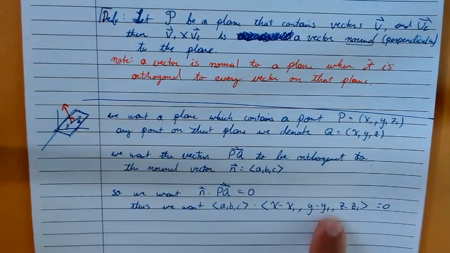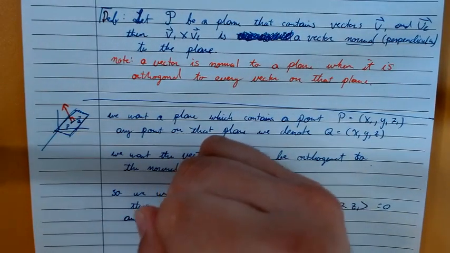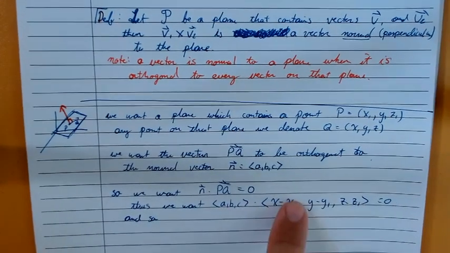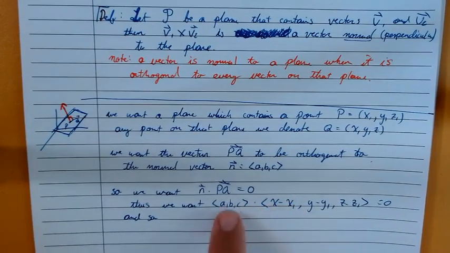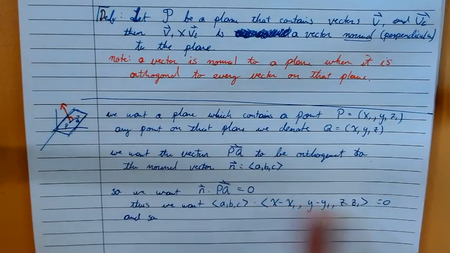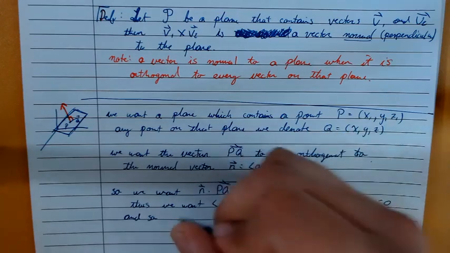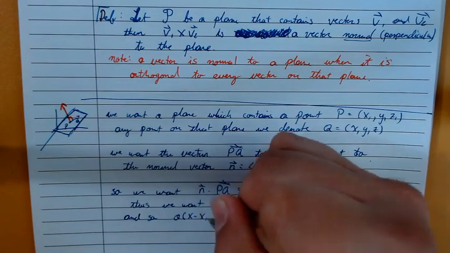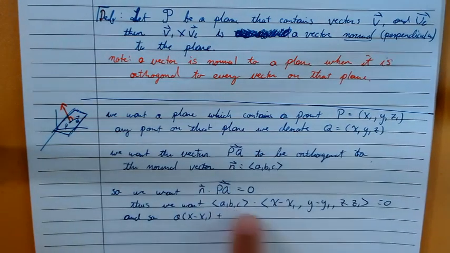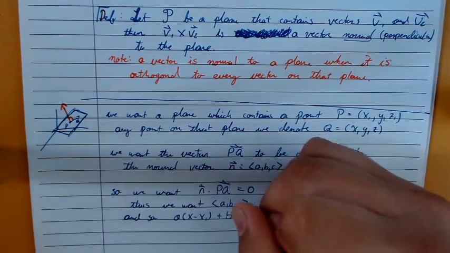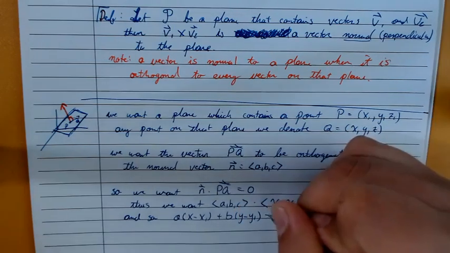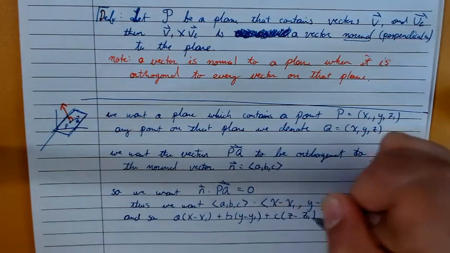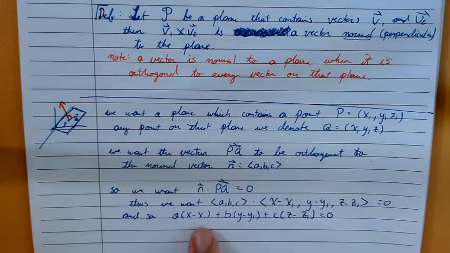We know how to take a dot product. Remember, when you take a dot product, multiply the corresponding components, first with first, second with second, third with third, and then add them all together. So we'd have A times (x minus x1) plus B times (y minus y1) plus C times (z minus z1) equals 0.